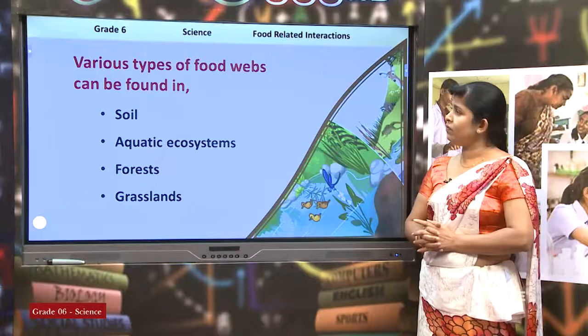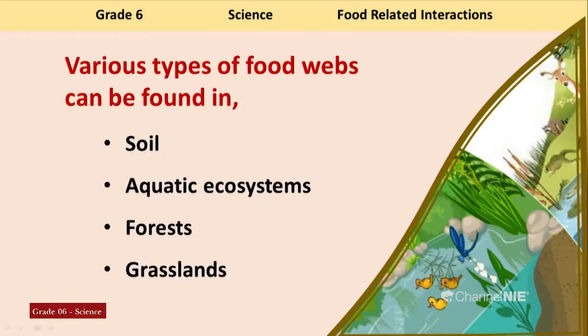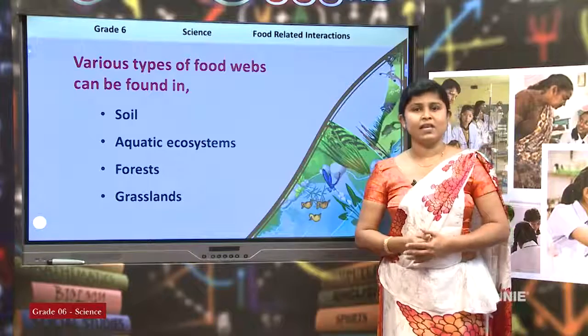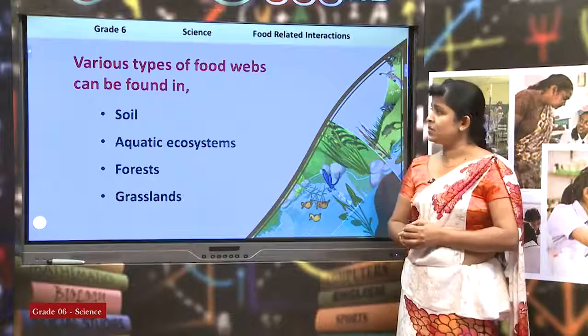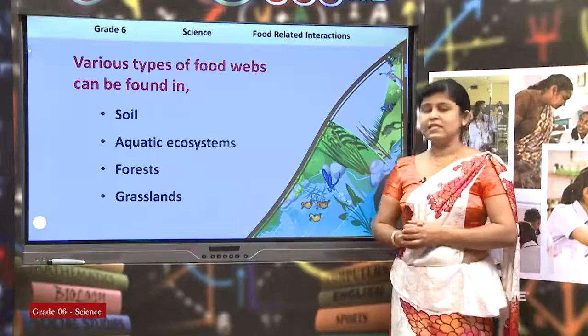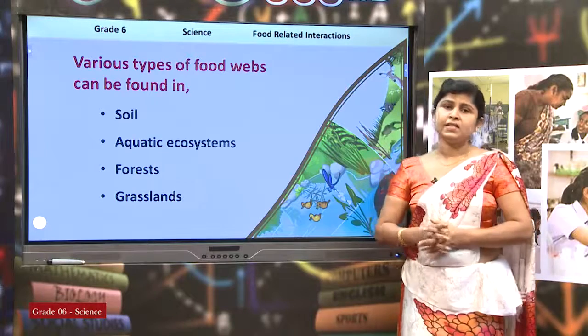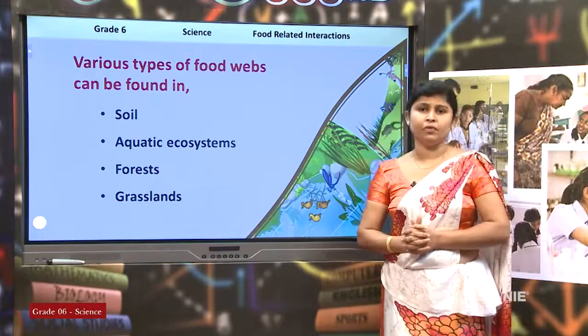We can find food webs in the soil. You know that there are organisms living in the soil. They have connections for food. Then in aquatic ecosystems like oceans, rivers, tanks, like that, there are food webs also. In forests, there is high biodiversity, so we can expect a large number of food webs in a forest. In grasslands, there is lower biodiversity, but we can identify food webs as well.